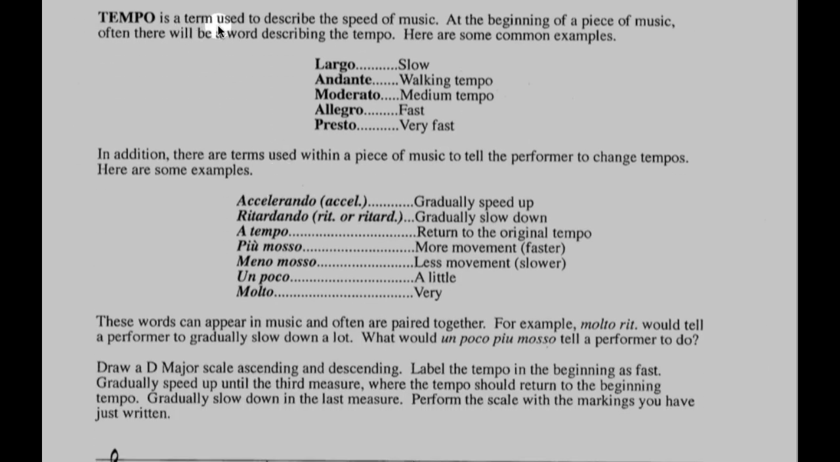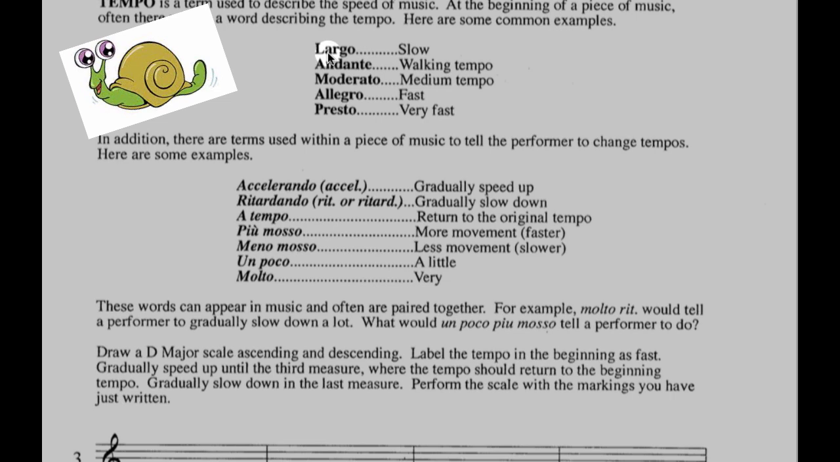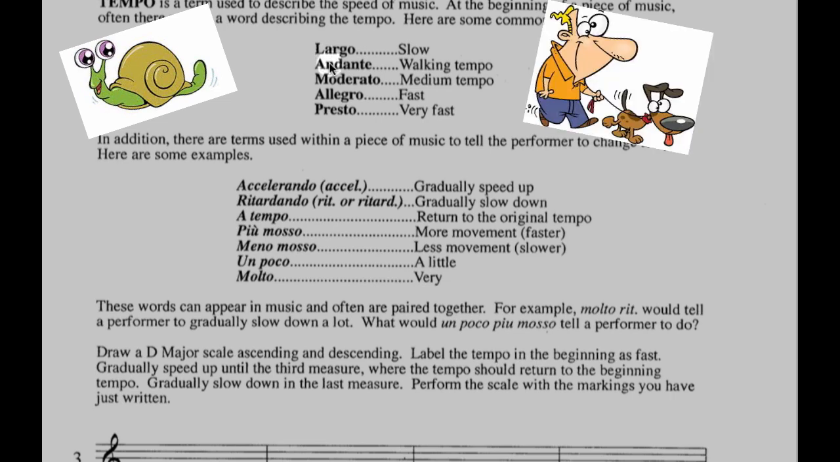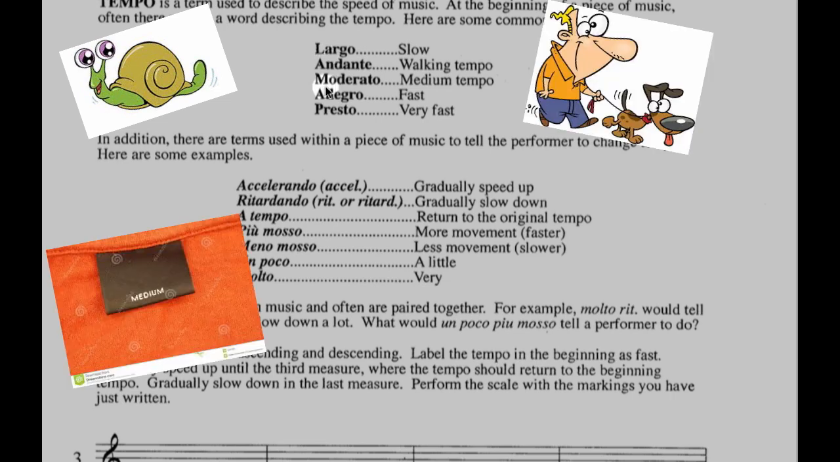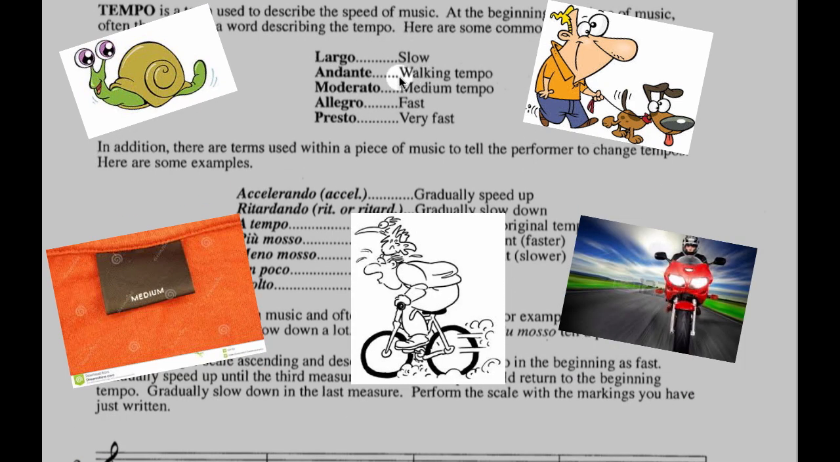All right, tempo is a term used to describe the speed of music. At the beginning of our songs that we sing or perform, there will be a word describing the tempo, like largo, allegro, presto. And please memorize these. Largo is slow. Andante means to walk, walking tempo. Moderato, think of medium. Allegro, fast. And presto, very fast. Please memorize those. Pause this video and memorize these.